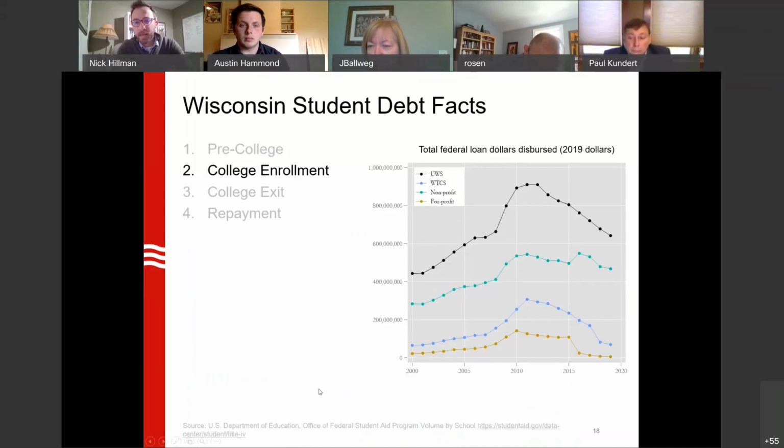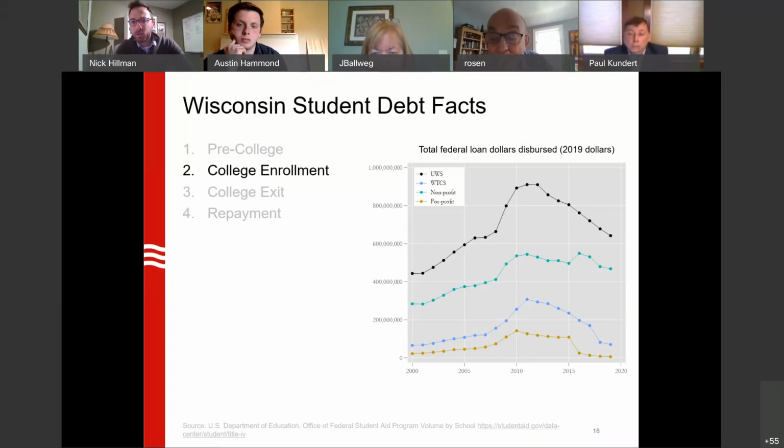And the black line here on the top represents the UW system, all UW system schools. These numbers are adjusted for inflation. It shows the dollar volume that schools are dispersing every year in federal loans. And so if you squint, 600 million-ish is where the UW system was last observed in 2018-19. They were dispersing about $600 million in student loan debt.